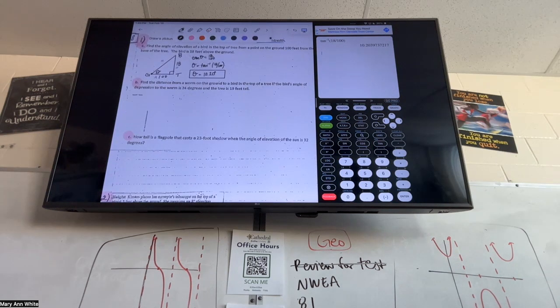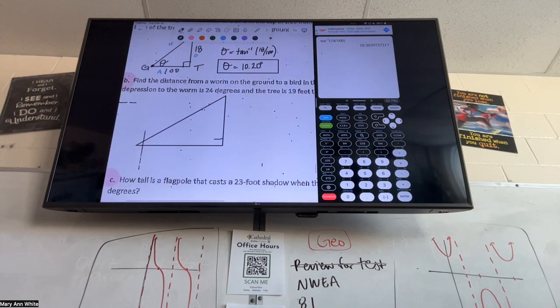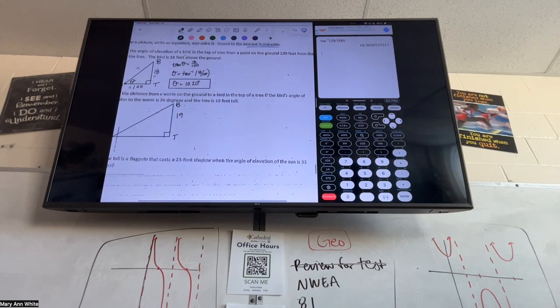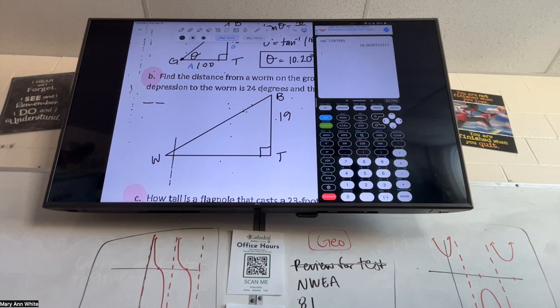Find the distance from the worm on the ground to the bird in the top of the tree, if the bird's angle of depression to the worm is 24 degrees and the tree is 19 feet tall. So the worm is on the ground, there's a bird in the top of the tree, the tree is 19 feet tall and the angle of depression is 24. Technically, the angle of depression is up here, outside of my triangle. But remember that my angle of depression is the same thing as my angle of elevation, so I can also put it down here at that W. That makes a lot more sense when we start doing O's, A's, and H's.